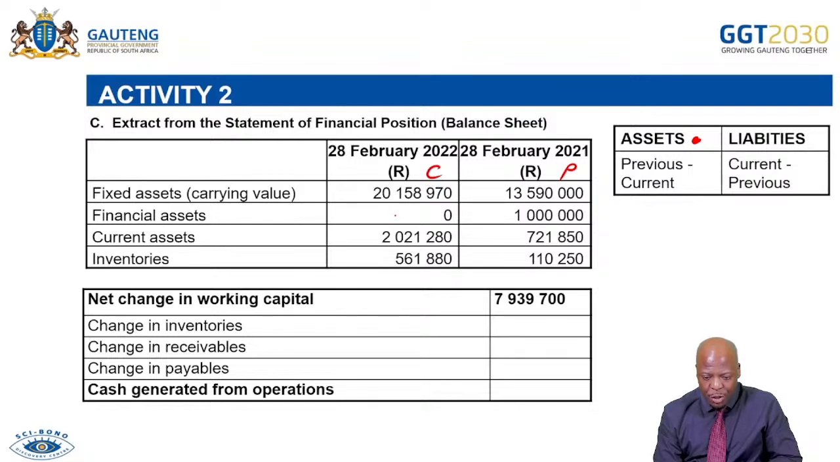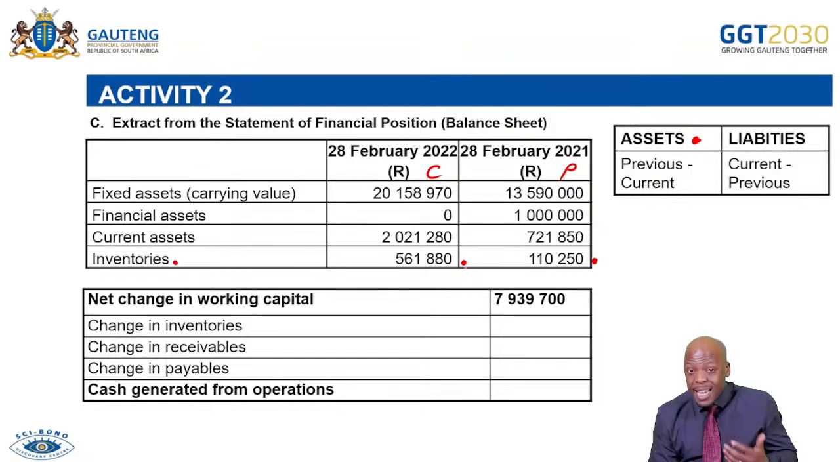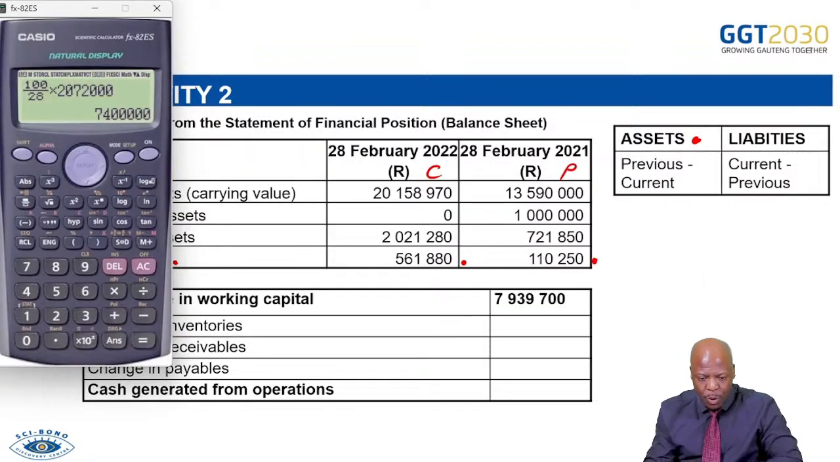Our change in inventory, here's our inventories over here. It is 110,250 and 561,880. Already you can see that we have an increase in inventory in this case. And if it's an increase, that's a cash outflow. But let's see if this calculator method that we're talking about will work.